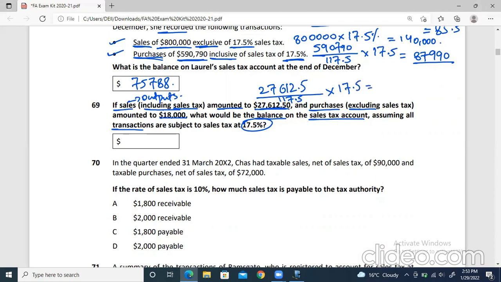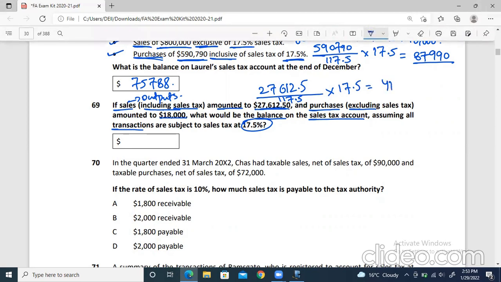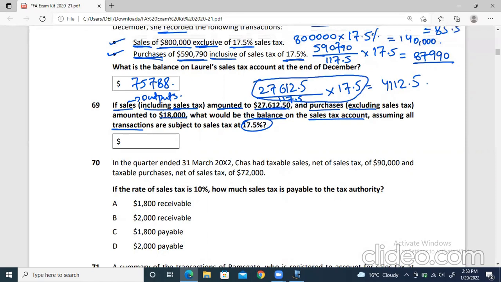So 27612.5 divided by 117.5 times 17.5. It's giving us 4112.5. So always remember this treatment, this fraction treatment for the inclusive amount. This is the output tax that we have got over here.